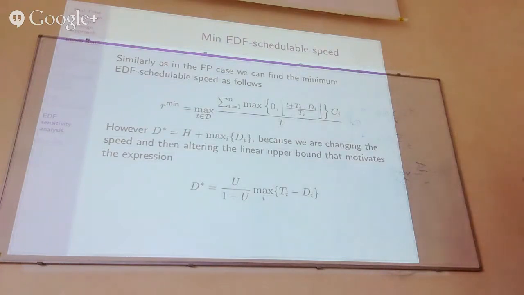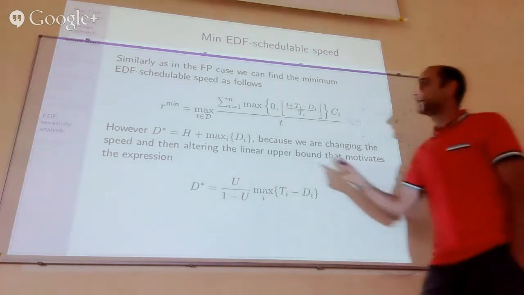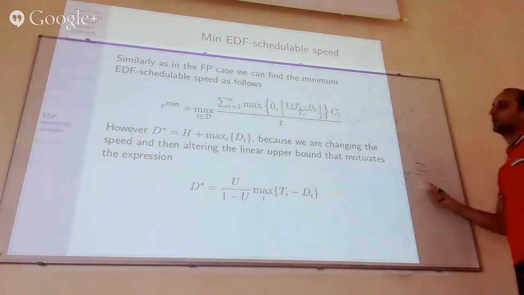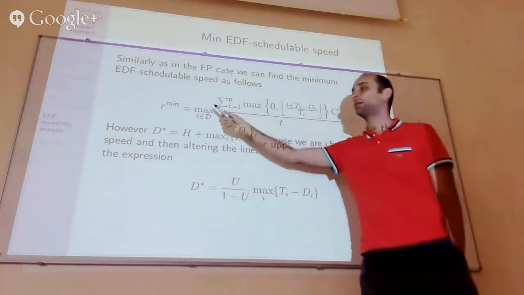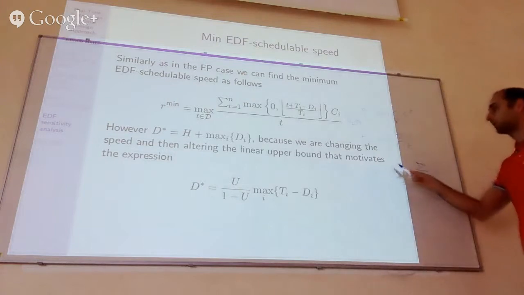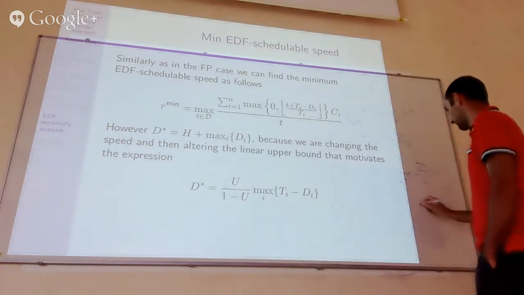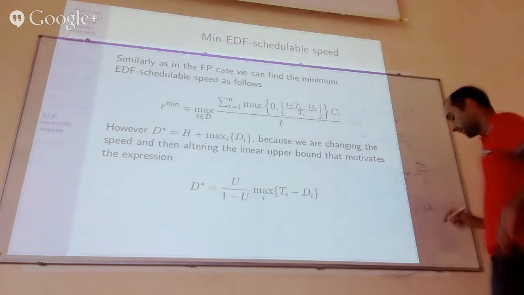I mean, it's just super simple math. And of course, the minimum speed is the smallest one that satisfies it. So that's why I call it R min, the minimum speed, the one where you have the equal sign. So this is R min.